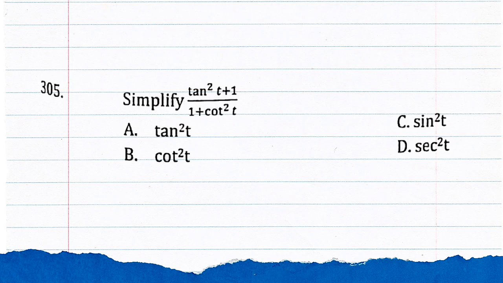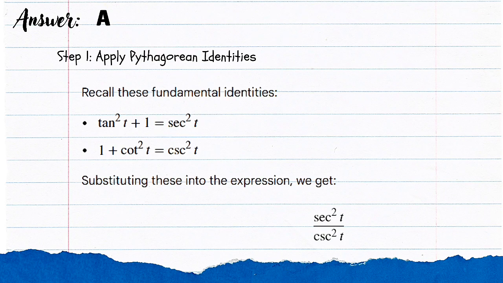Question number 305. Simplify tangent squared t plus 1 over 1 plus cotangent squared t. And here are the choices. Letter A, tangent squared t. Letter B, cotangent squared t. Letter C, sine squared t. And letter D, secant squared t. And the answer is letter A. And here are the steps.